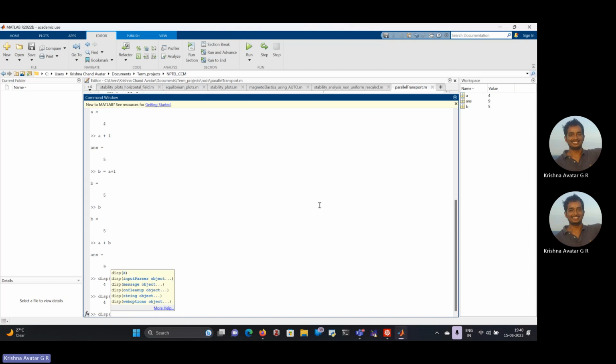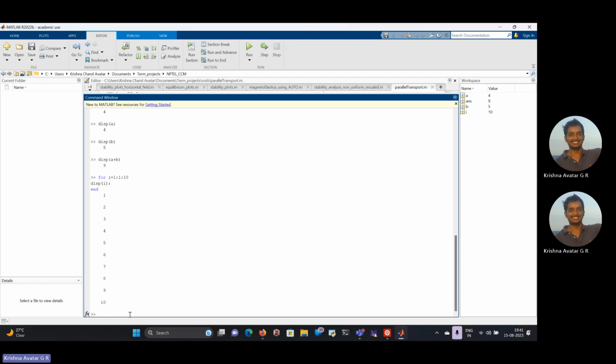Disp is display, so disp(b) will give us 5, isn't it? You can also define operations within it. Say a plus b will give us 9. Now say we want to print 1 to 10. I could have used disp 10 times, but the other way is, why don't I define a loop? So i equals 1:10, which implies that we are starting with 1, increment of 1, till 10, and then we'll have disp(i), and we can just use a semicolon anywhere. Disp will eventually give us the output, and then we need to end the loop with end. So you see 1 to 10 is being printed here, right?